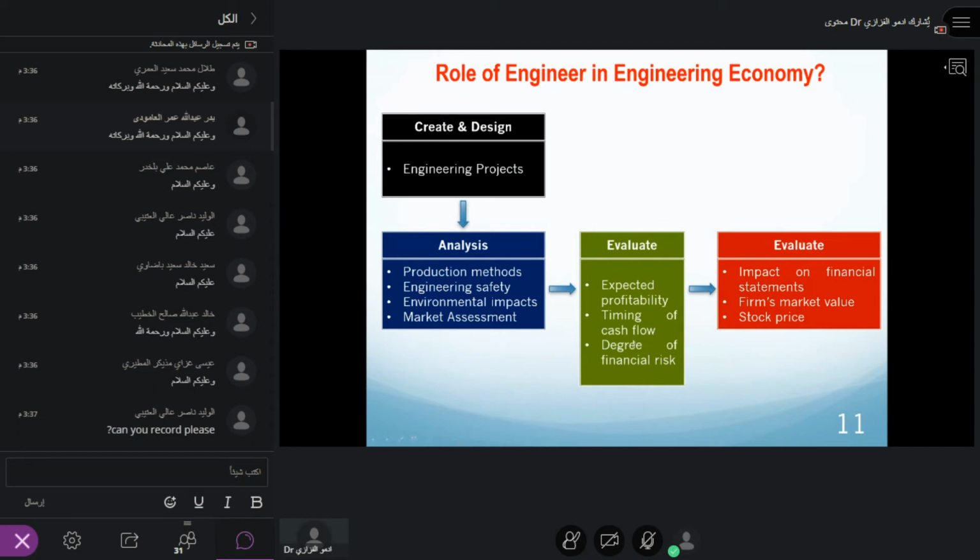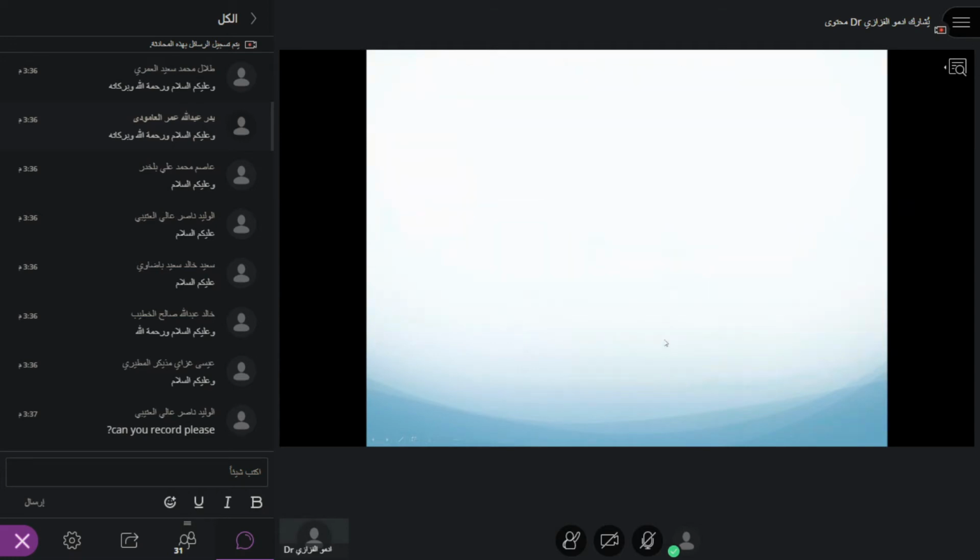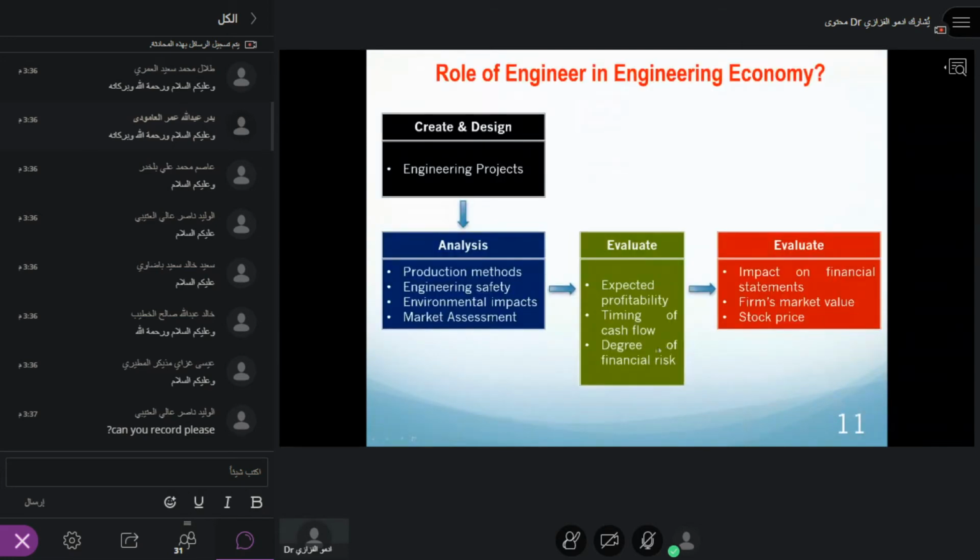Evaluating the timing of cash flow and the degree of financial risk. Some of the things you do in the industry, of course, have some financial risk. For example, you invest a lot of money in buying feedstock that is highly costly, with the expectation that it will produce better quality material. Since you are expecting something you are not really sure of, you are taking a financial risk, so you need to evaluate the degree of this financial risk.